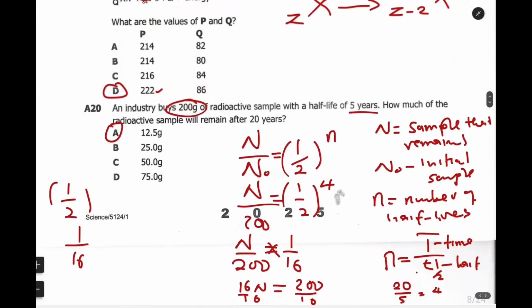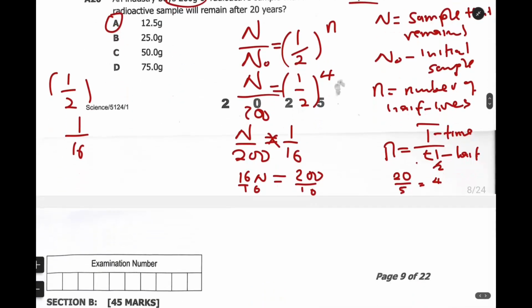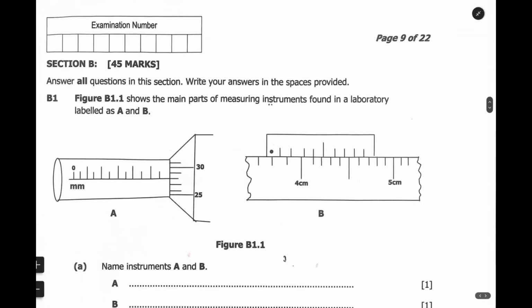All right, this marks the end of section A. We go now into section B. Okay, section B, let us look at the instruction. You answer all questions, and this section is 45 marks. So answer all questions in this section. Write your answer in the space provided.